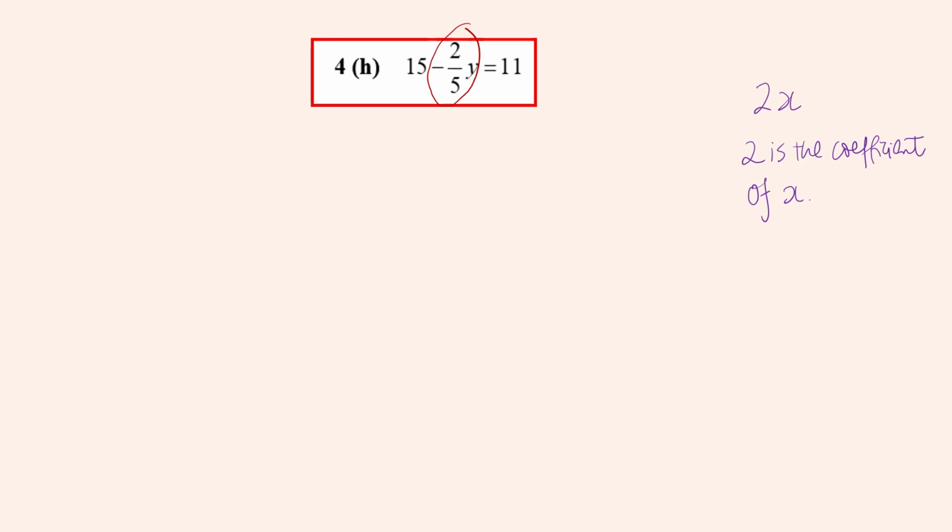Right, so there are 3 terms there. 15, negative 2 over 5y, and 11. And since we're going to solve this equation, means we're going to find the value of y, we're just going to get rid of 15 first. So how do I get rid of 15? 15 means positive 15. So to get rid of it, I subtract 15 on both sides. So that will give me negative 2/5 y.